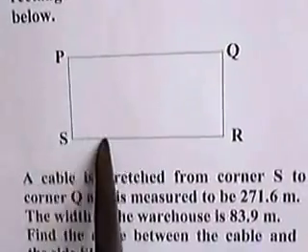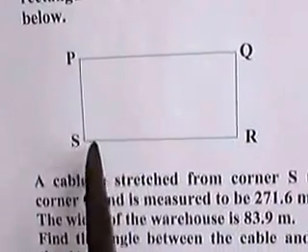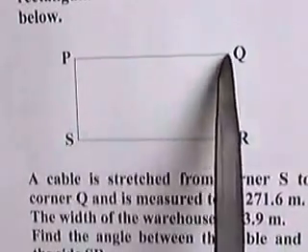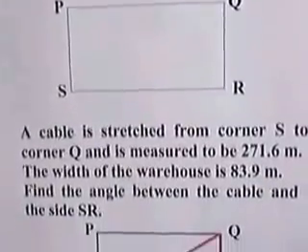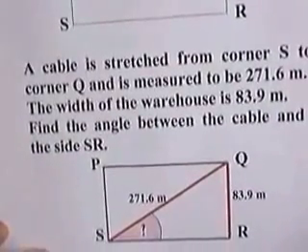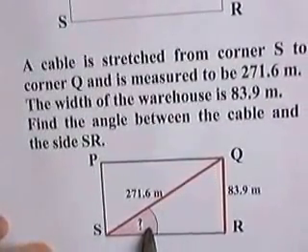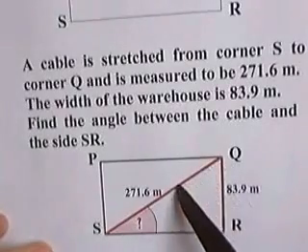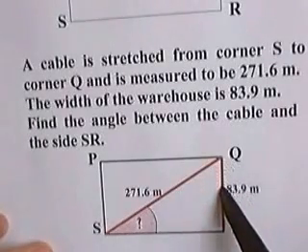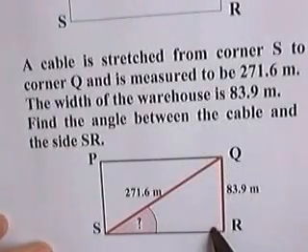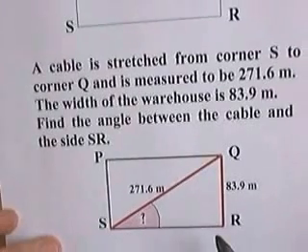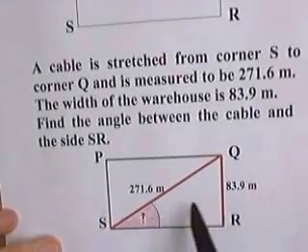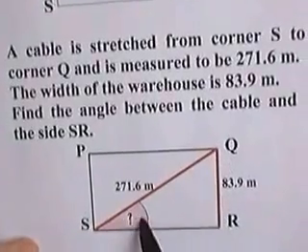Find the angle between the cable and the side SR. Well, there's the side SR, and the cable runs from S to Q, so clearly what they want you to find is this angle there. Okay? We know that length, we know this length, we know that that's a right angle in there, so it's a straightforward piece of trigonometry.